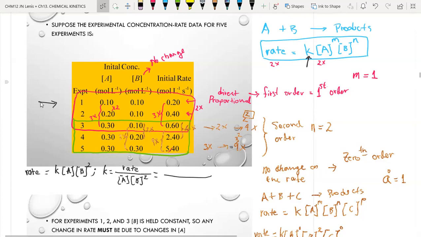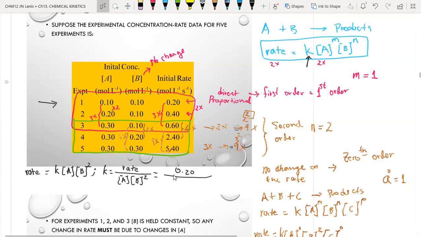I personally want to choose experiment number 1. Why? It's the easiest. Look at the numbers, 0.1, 0.1, 0.2, the easiest. You can do it even in your head. You do this 0.3, 0.5, 5.40, a little bit more complicated. So we need to try to make things easier. So let's plug in that number. What is the rate on experiment number 1? It is 0.20.